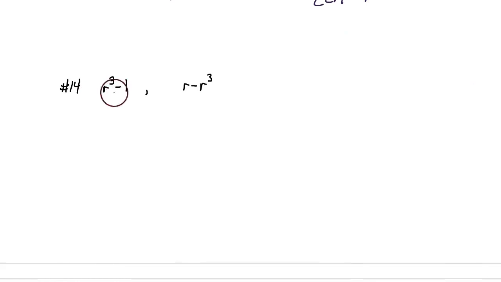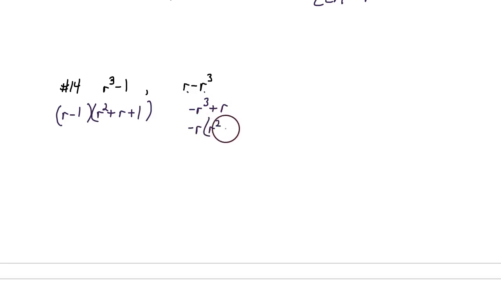Number 14, we need to factor this difference of cubes. So a smaller set of parentheses and then a longer set. We have r minus 1 and then r squared plus r plus 1. This r minus r cubed is not in standard form. We're used to the highest degree term being written first. So let's rewrite it as the negative r cubed and then the positive r. Now factor out a GCF of negative r. We're left with r squared minus 1. That's a difference of squares. So we have negative r times r plus 1 times r minus 1.